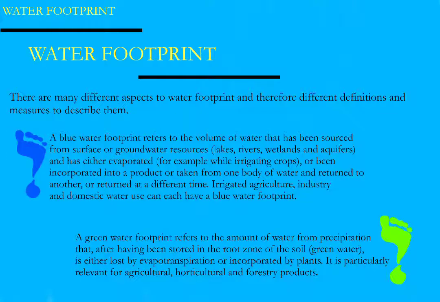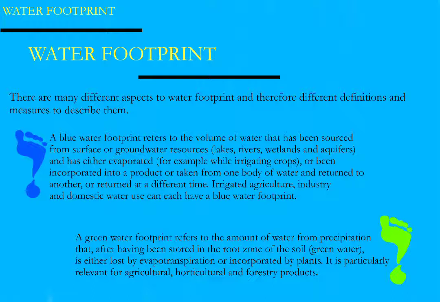So there are many different aspects to water footprint and therefore different definitions and measures to describe them. A blue water footprint refers to the volume of water that has been sourced from surface or groundwater resources, has either evaporated or been incorporated into a product or taken from one body of water and returned to another or returned at a different time.